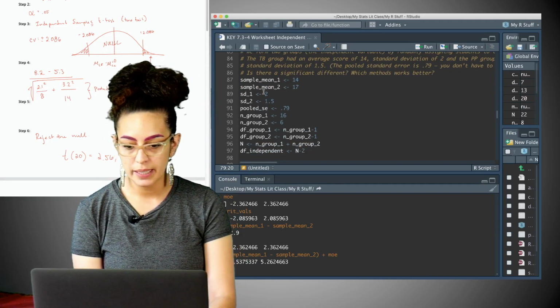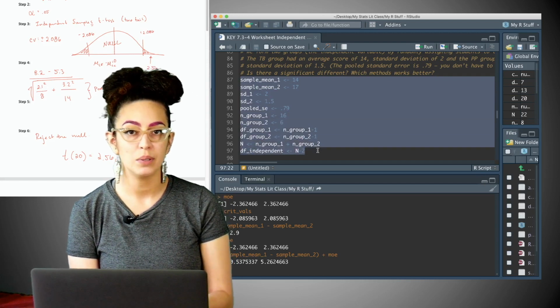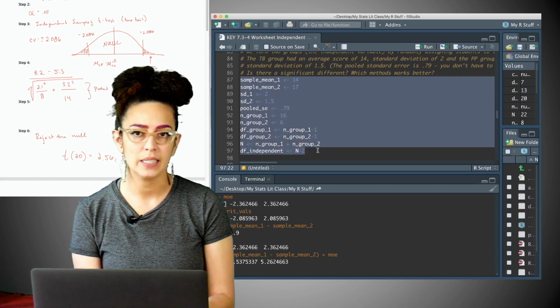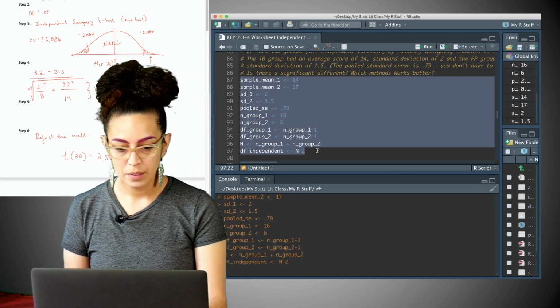So let us put in all of this information. But remember, this time you do not have to calculate the pooled standard error, and I'm not asking for effect size, so you don't have to get the pooled standard deviation either, but you could because you have the formulas. So put all that in there.